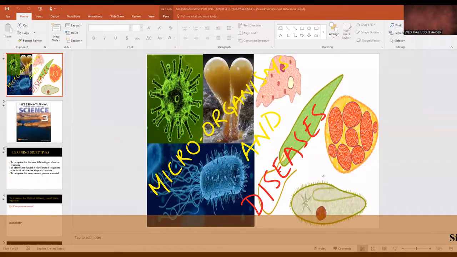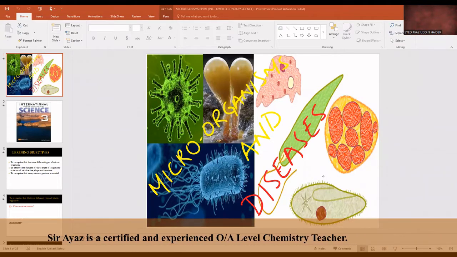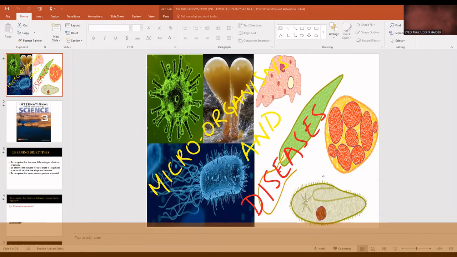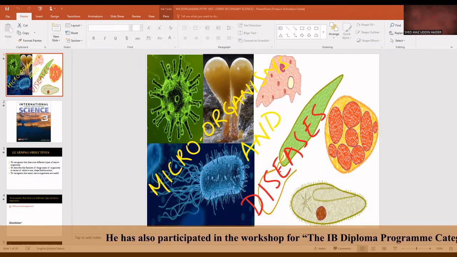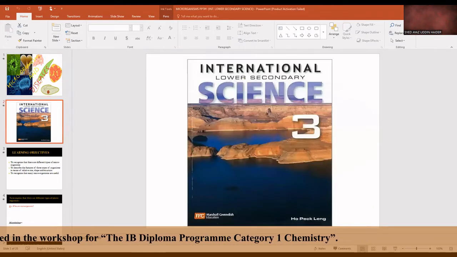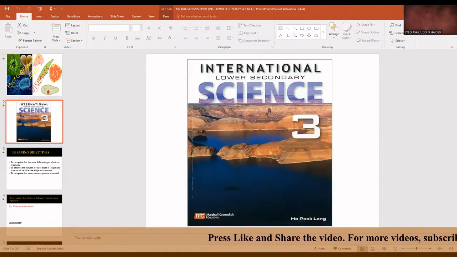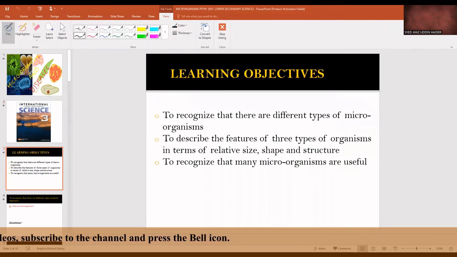Let's start the new topic which is very interesting. It is related to small and tiny living organisms known as microorganisms. So the name of the topic is microorganisms and diseases for grade or level 8. The learning outcomes are from the book International Lower Secondary Science, Book 3, published by Marshall Cavendish Education. Let's begin with the learning outcomes for this lesson.